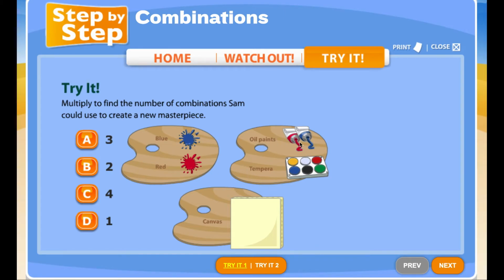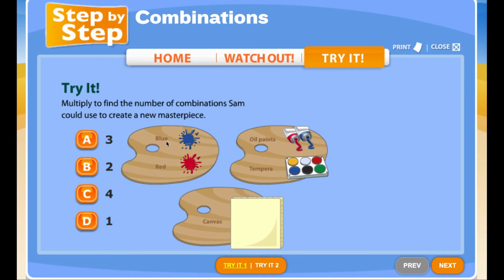Then the next category is what type of paint there are. There's oil paint and tempera paint, so that's 2 right there. The last category is what material it's going to be on, and that's only one option, canvas. So there are 2, 2, and 1.